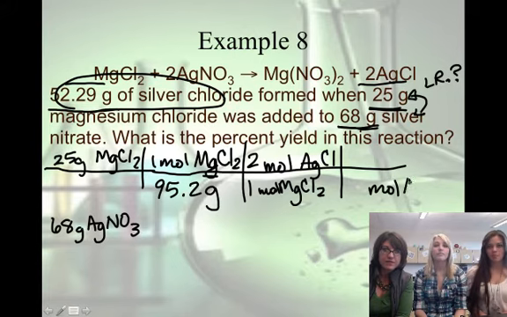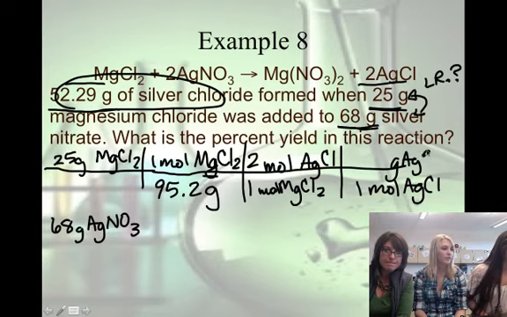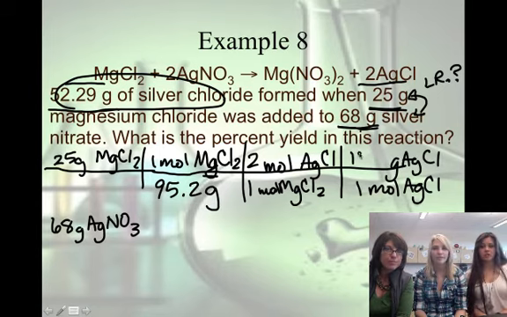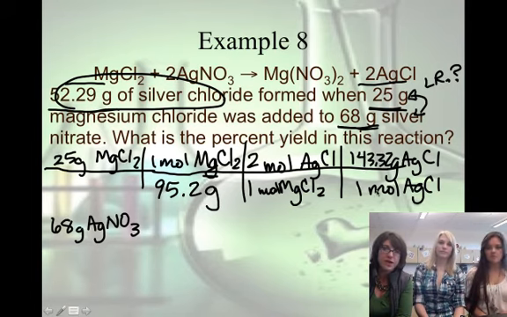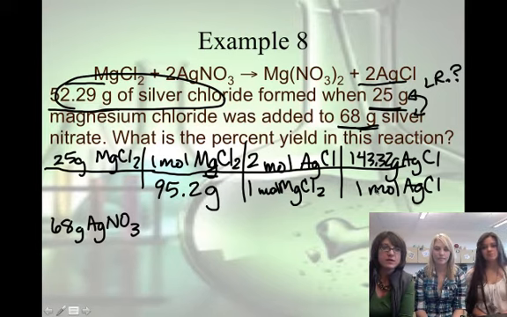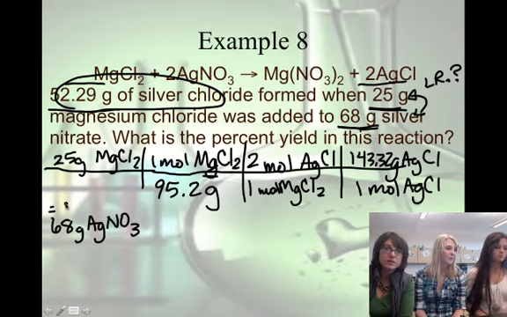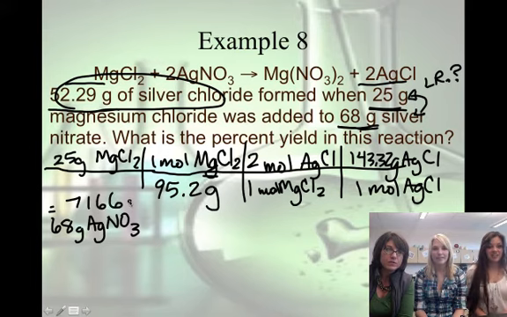It's going to go on the bottom next. Moles of silver chloride. And for every 1 mole, how many grams of that do we get? 143.32. We just used the periodic table and added up 1 silver and 1 chlorine. So now we're going to do the top times the top times the top, and then divide by what's on the bottom. It's 7,166.